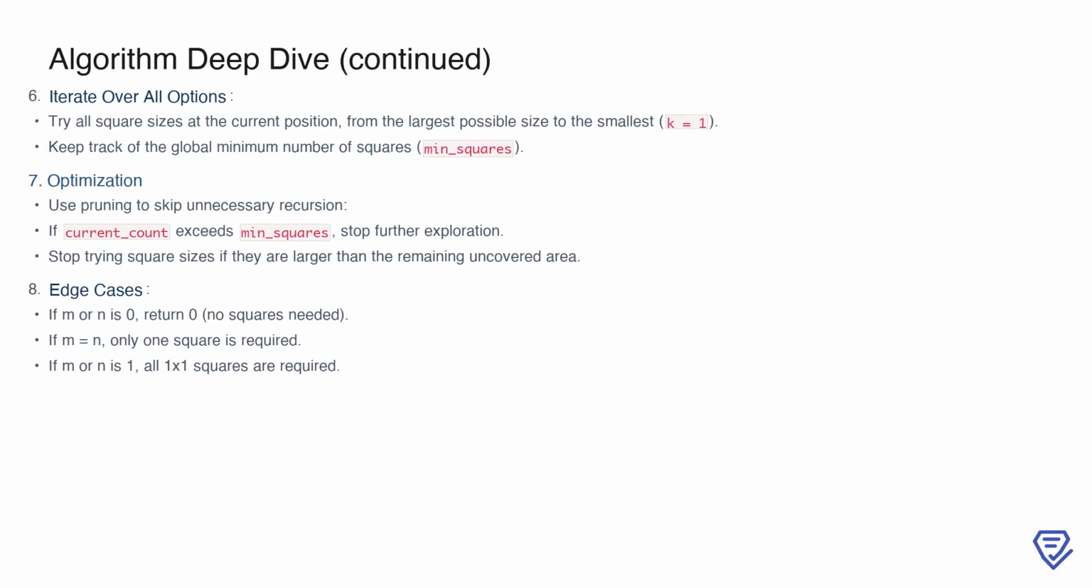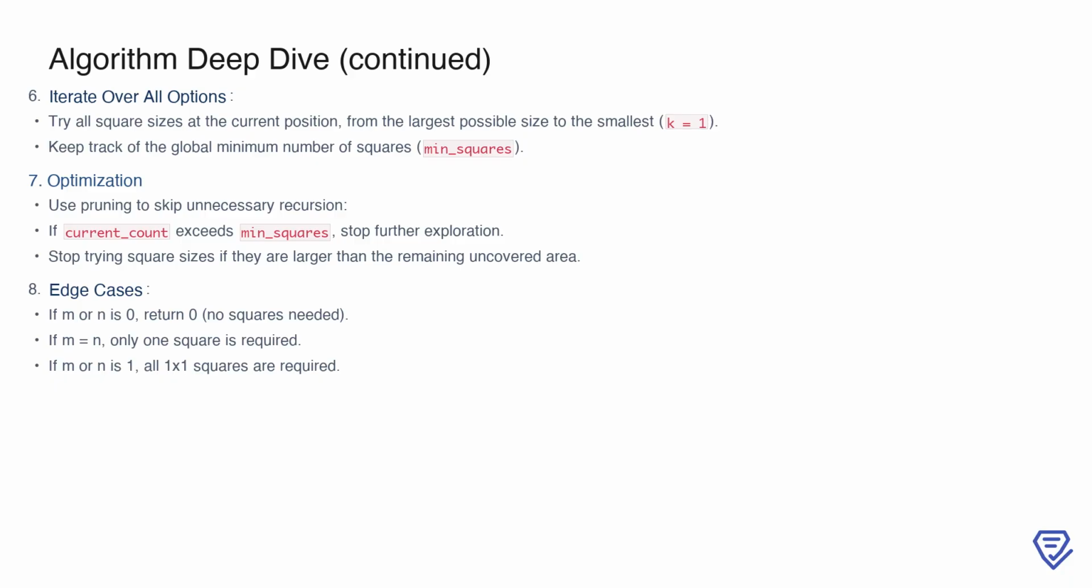At each step, we iterate through all possible square sizes, starting with the largest and working down to the smallest. This ensures that we prioritize larger squares, which reduces the number of cells left to cover. To optimize further, we use pruning techniques to avoid redundant computations. For instance, if the current number of squares used exceeds the global minimum found so far, we terminate that branch immediately. Similarly, if a square size is too large to fit in the remaining uncovered area, we skip it.